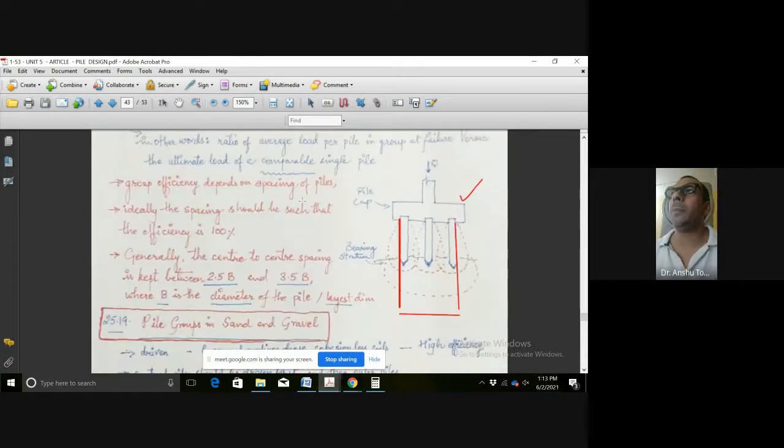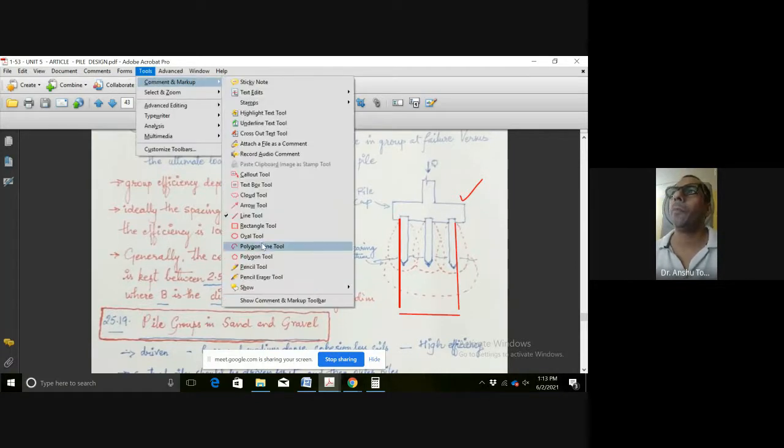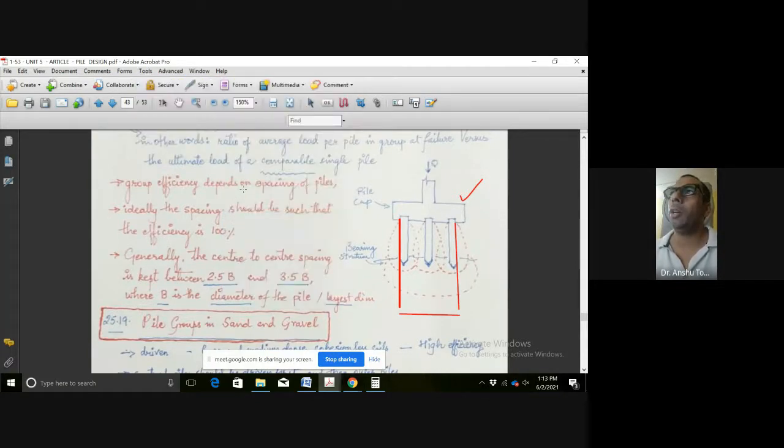Group efficiency depends on spacing of piles. These are the very important points which I have written here. It depends upon spacing of the piles. Ideally, spacing should be such that the efficiency should be 100%, but it is never 100%, but our target should be 100%. That means अगर जो spacing आपने allocate करी है, that is optimum, but it does not happen.